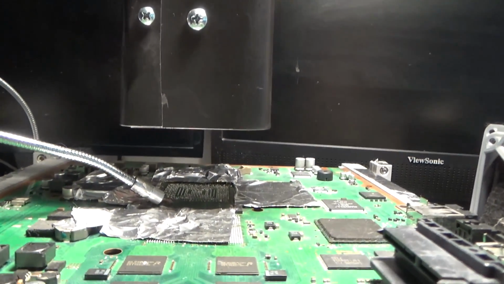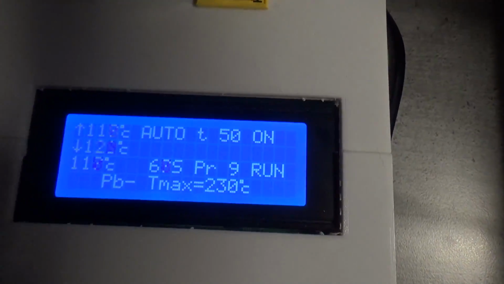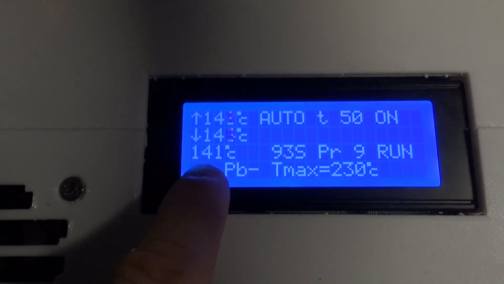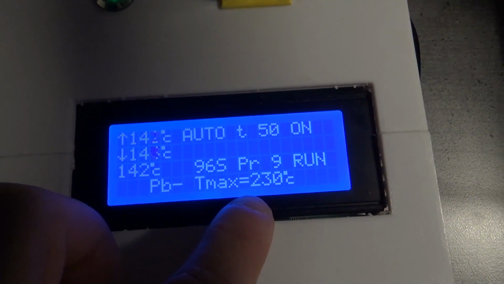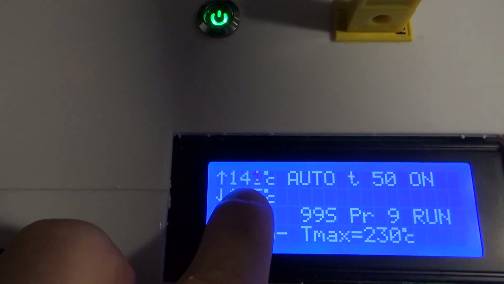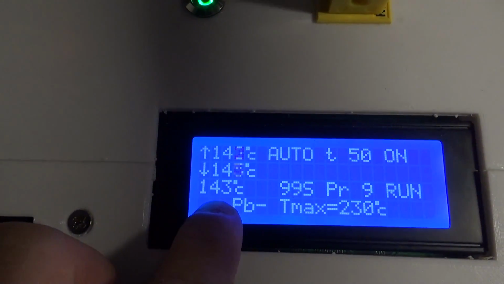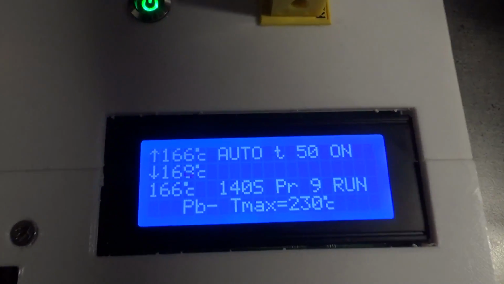So it's trying to follow that curve and slowly heat up the board or the processor. So you can see here's the temperature that is programmed inside this profile that I'm running, which is 230 degrees Celsius. And this is the real temperature. So it's trying to follow these numbers.